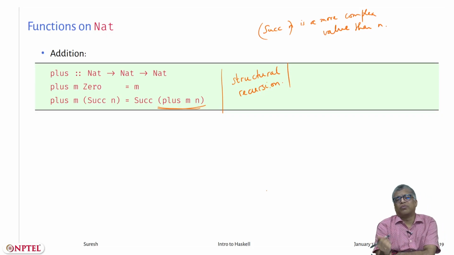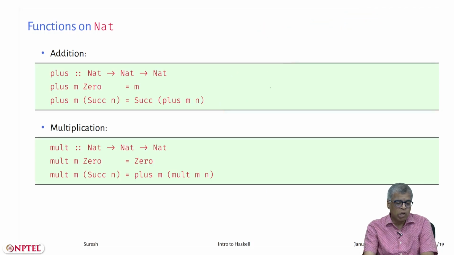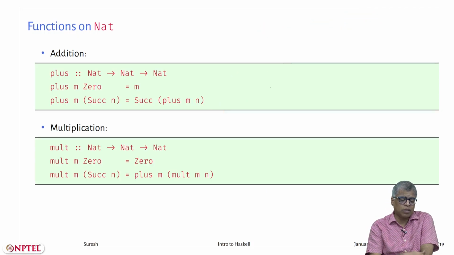So this is also called structural recursion. This is not something new, we are already familiar with it. Lists, x colon xs is some structure, it's a more complex structure than xs. And in defining some function f on x colon xs, you use the value of the function f on xs. So that's what is happening here. You can also define multiplication. Mult m of 0 is 0, mult m of successor of n is plus m of mult m n.